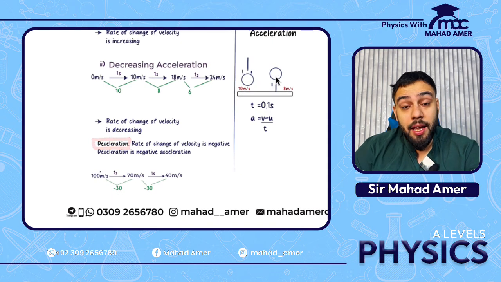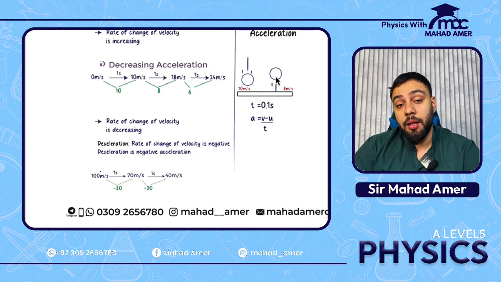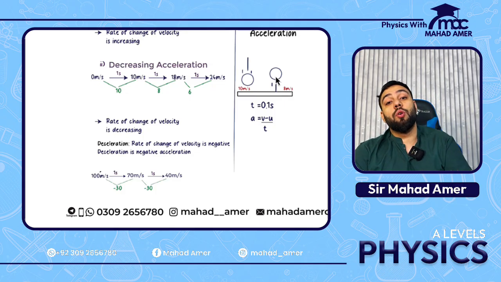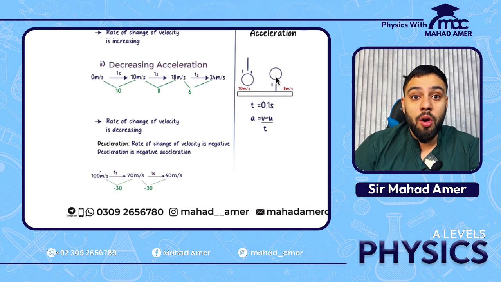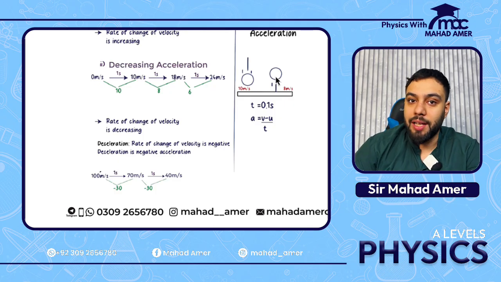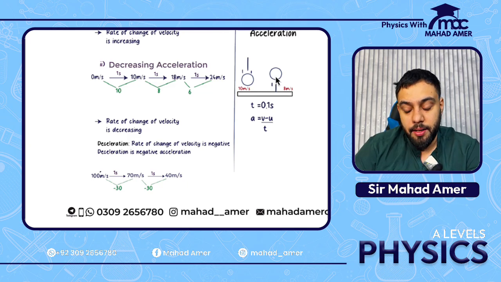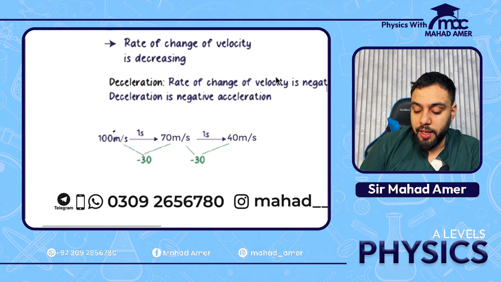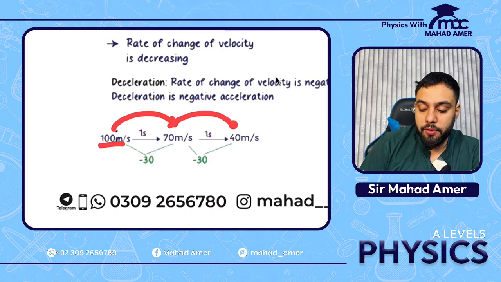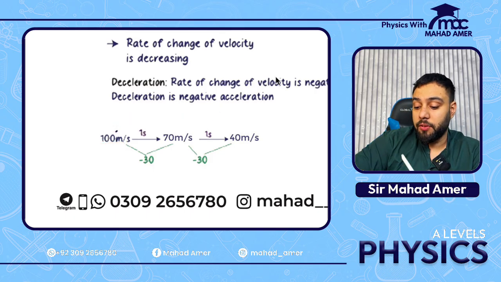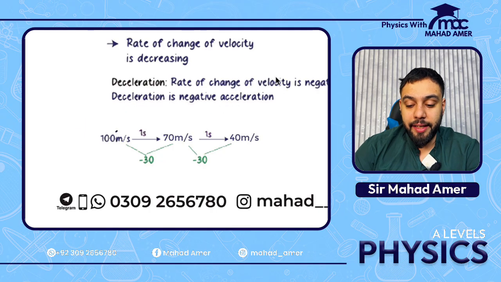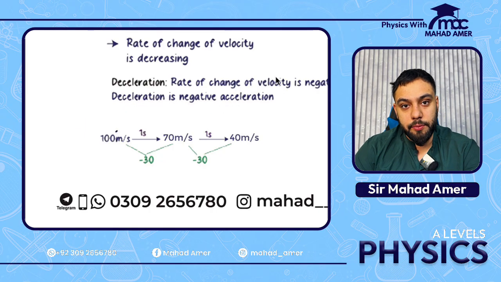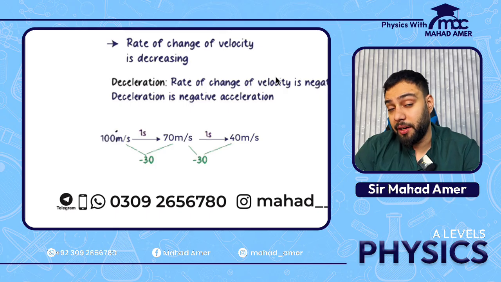Deceleration, my kids, is negative acceleration. It basically suggests that the magnitude of velocity is going to go down. If the car is slowing down, or if the object is slowing down, that suggests it's decelerating. So if, let's say, the car was moving at 100 and then it reduces down to 70, 40, something like that, this is known as deceleration, in which each second the speed or velocity is going to decrease at the same rate.